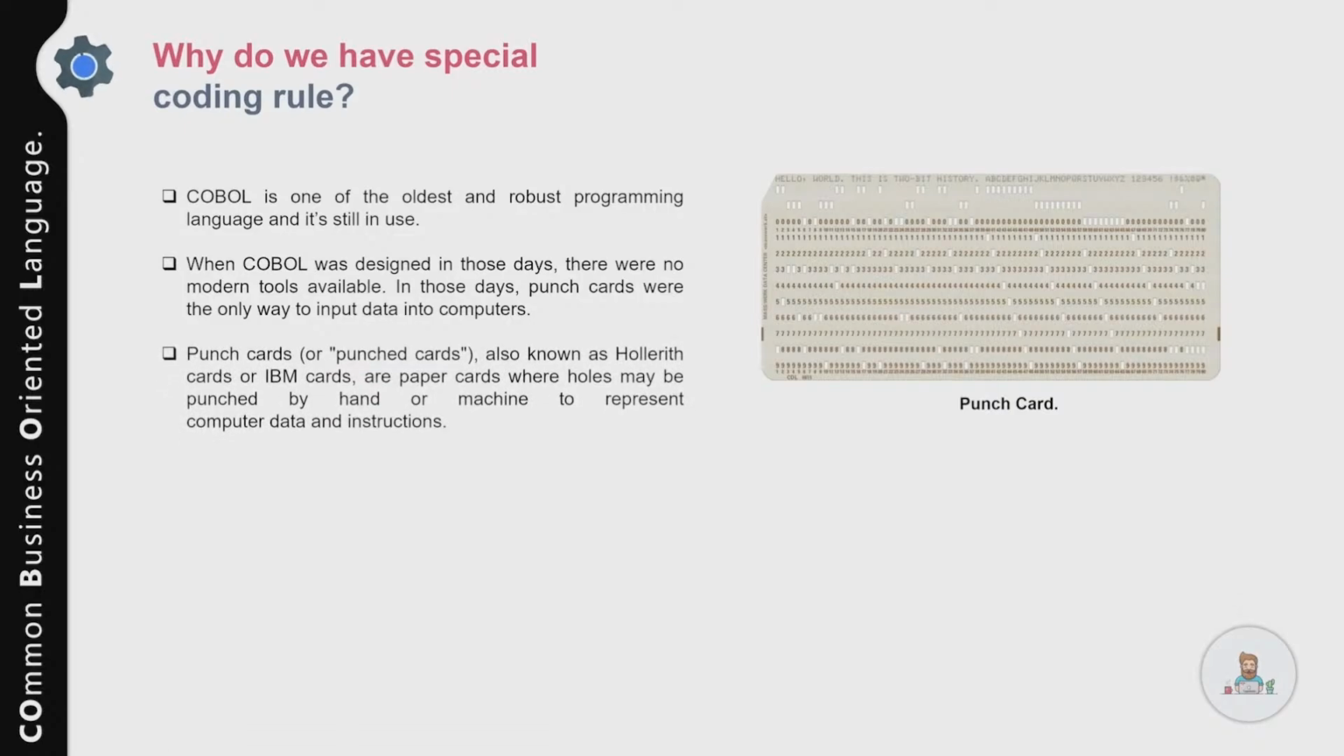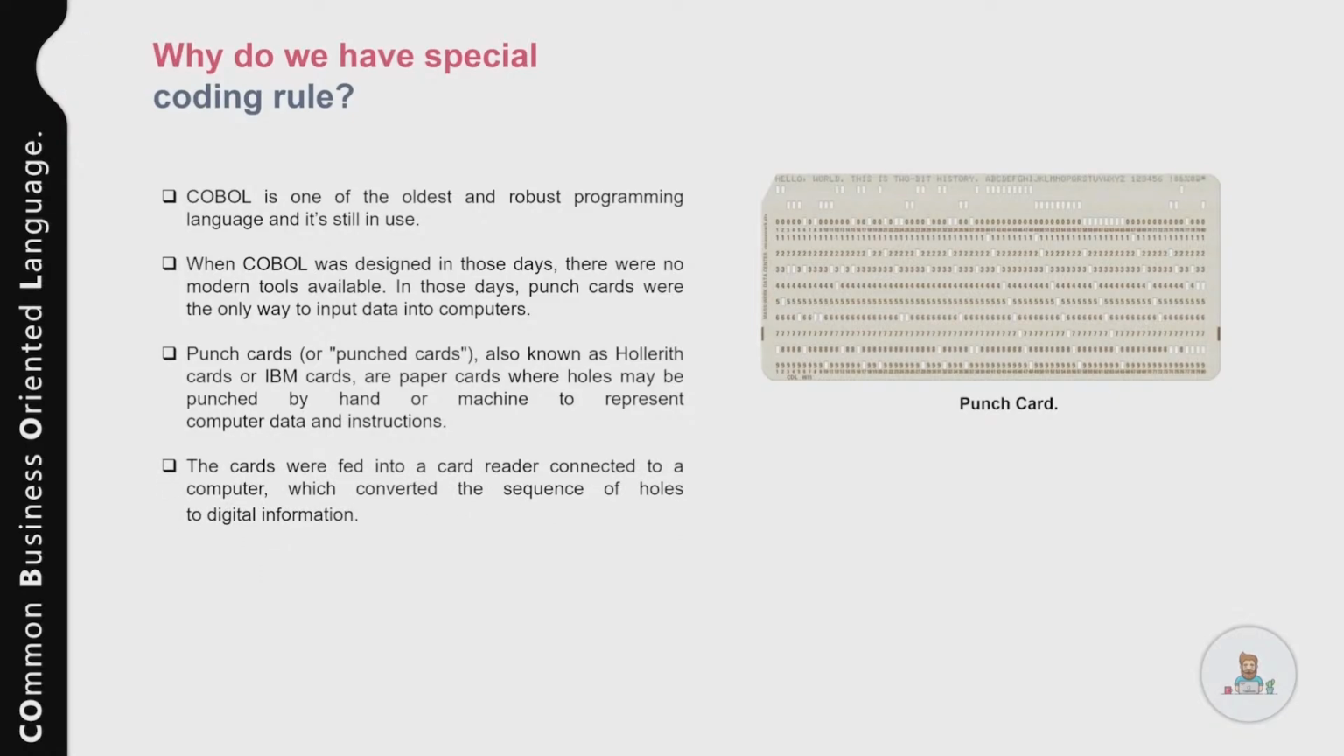So in those days, punch cards were the only way to input data into computers. Punch cards are paper cards where holes may be punched either by hand or by machine. And these holes actually represent computer data and instructions. And lastly, these cards or stacks of cards were fed into the card reader, which is connected to a computer, that eventually converts the sequence of holes into digital information.